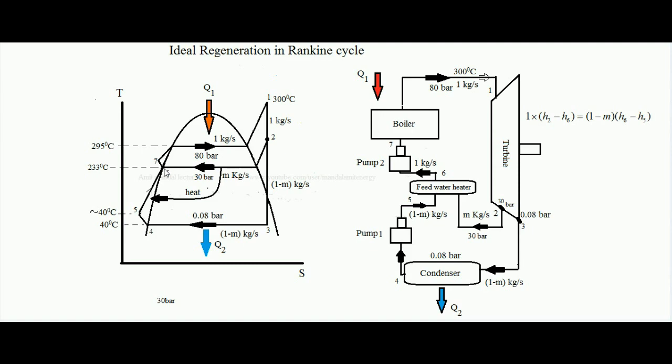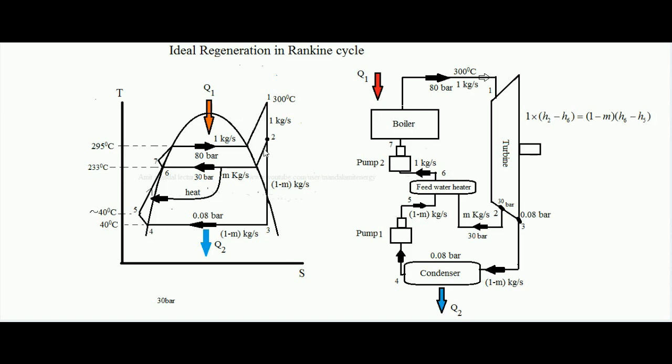Now at point 6, total steam would be of how much mass flow rate? It would be m plus 1 minus m kg per second, that is equal to 1 kg per second again. So one more pump is used, it is taking the water from point 6 and sending it to the boiler, and this 1 kg per second of water is entering the boiler at point 7. So the benefit is clear, that now heat is added in the boiler between points 7 and 1.